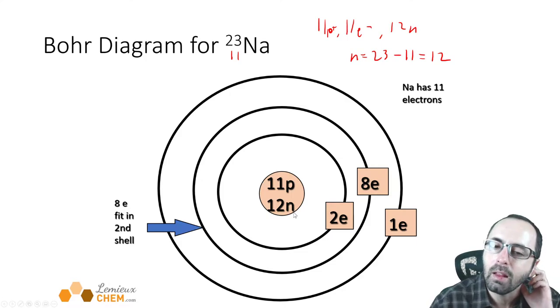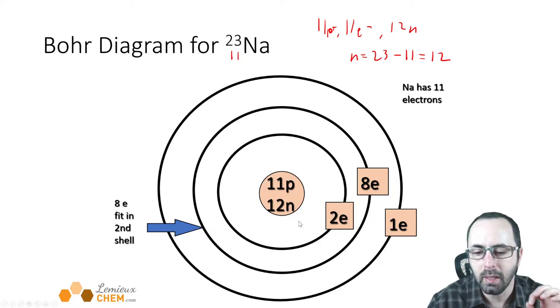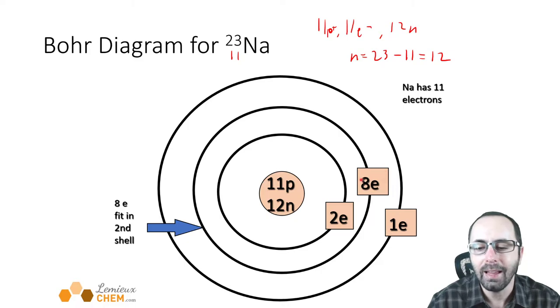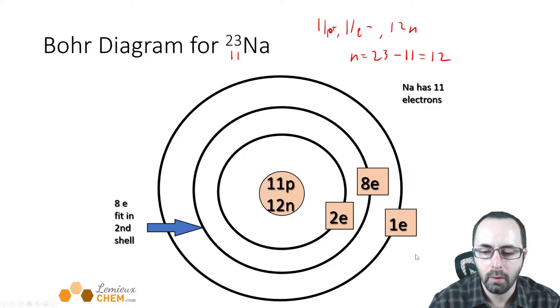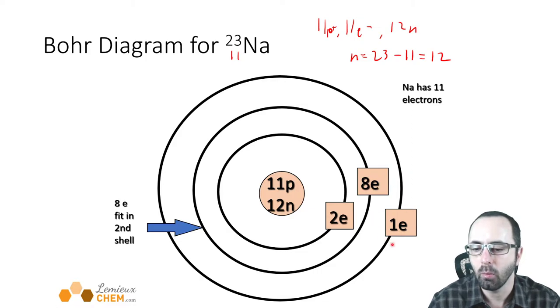Now I have to put the 11 electrons in shells. It turns out, from quantum mechanics, we have found that two electrons fit in the first shell for all atoms. We saw that in lithium. And only 8 can fit in the second shell. So now we have put 2 electrons in the first shell, 8 electrons in the second shell. That's 10 electrons. But sodium has one more. That one extra electron is going to go into the third shell. So sodium has one electron in its third shell, right here.